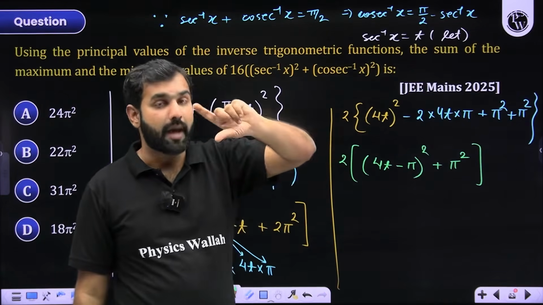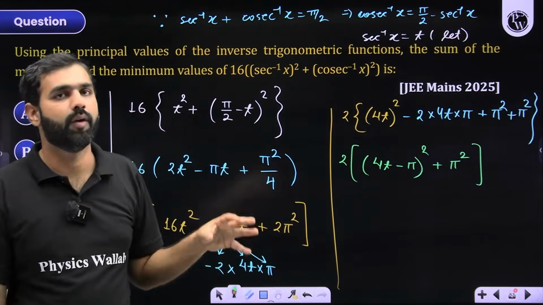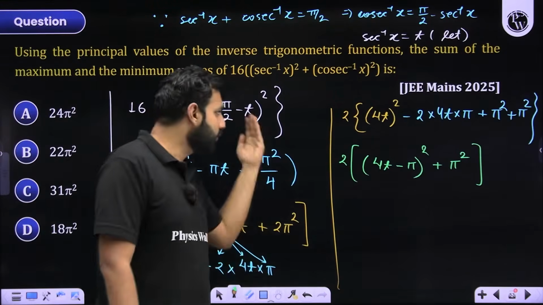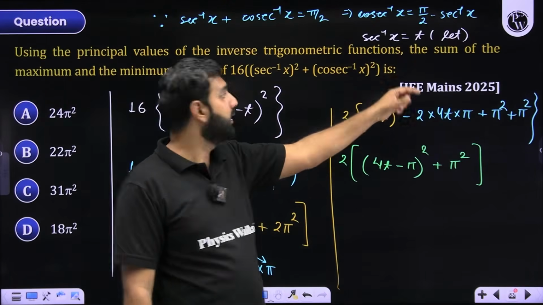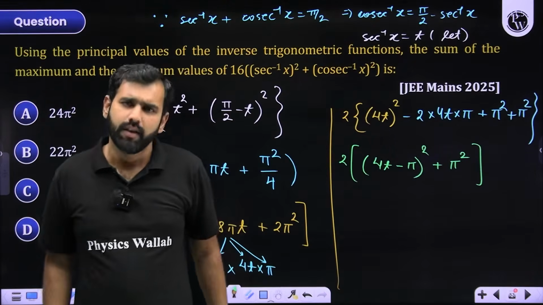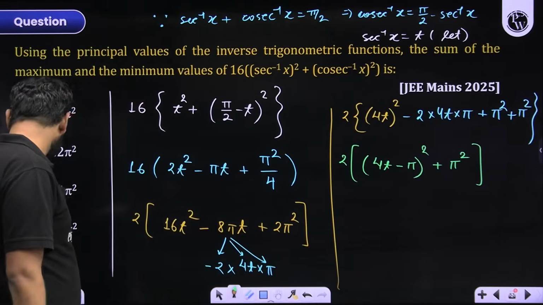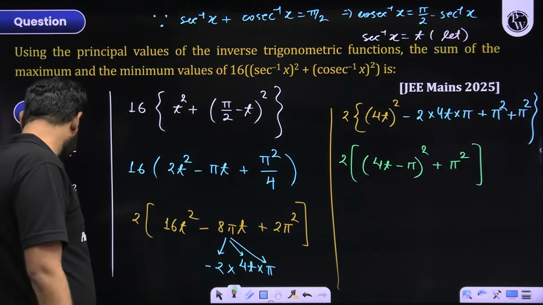I could not use application of derivatives or simply the maxima minima of quadratic because the problem was it was not just a quadratic in t. It was a quadratic in t, but t was actually sec inverse x. Now let me talk about t now. What is t? t is sec inverse x. Yes, t is sec inverse x.